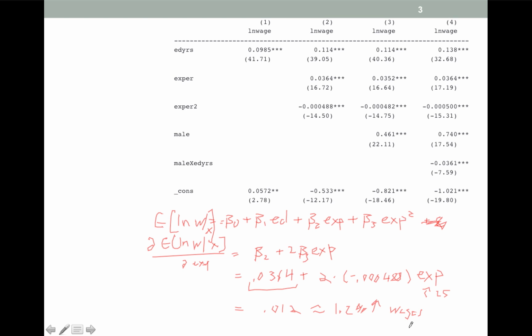Now, note that when we control for experience, our estimate of the returns to schooling increases. Okay, it went from 0.0985 to 0.114. And that's because we're not just comparing wages of people with different years of schooling like we were in the first regression. Now what we're doing is we're implicitly comparing wages of people with different schooling, but we're holding their experience constant. We're comparing people with the same experience, but different levels of schooling and seeing how their wages differ.